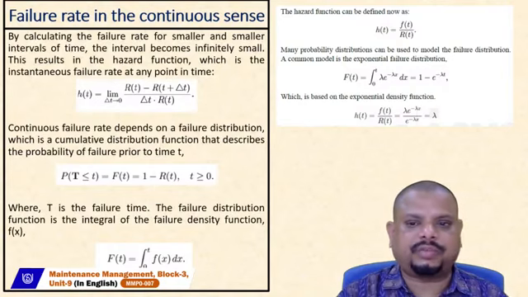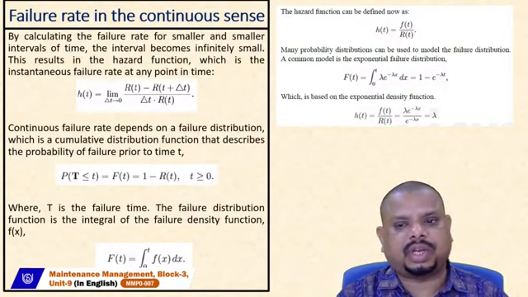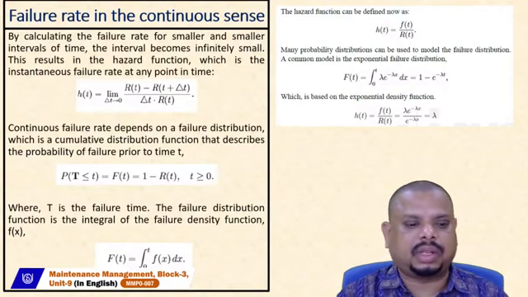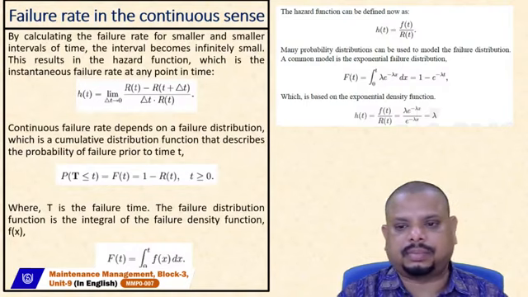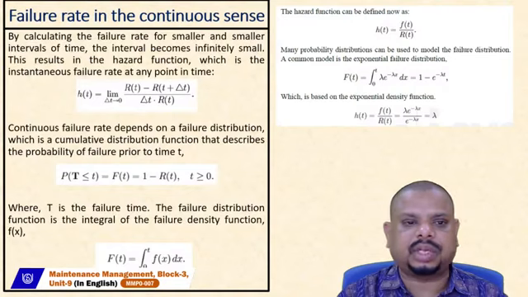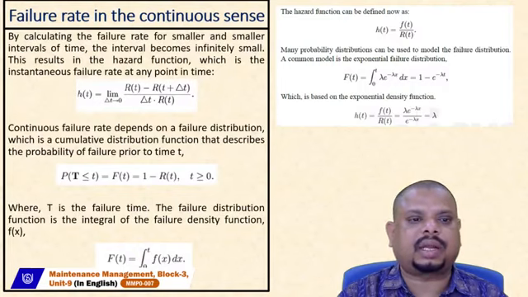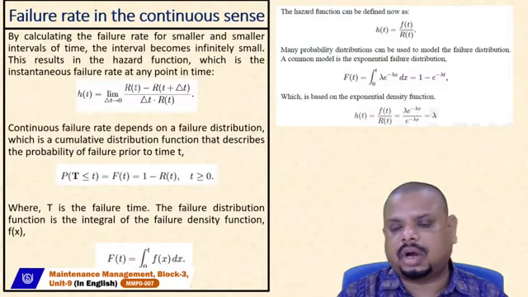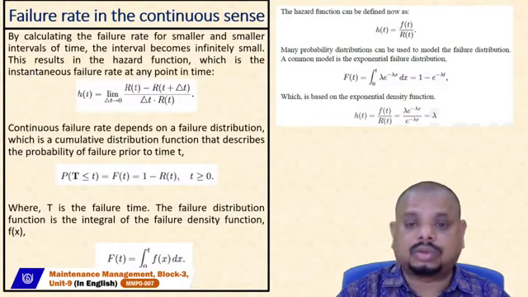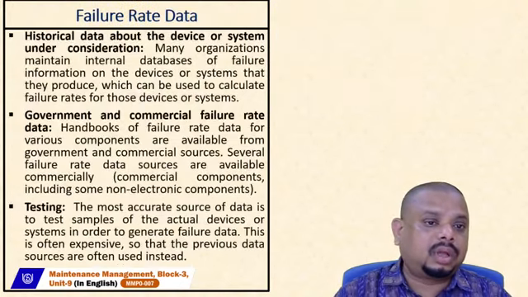So by using various parameters with reference to failure rate, the failure density function f(x), or the failure times, you can easily calculate the failure rate for continuous cells in case of failure distributions, which directly or indirectly depend upon the hazard function of a particular system. So moving to the next one.